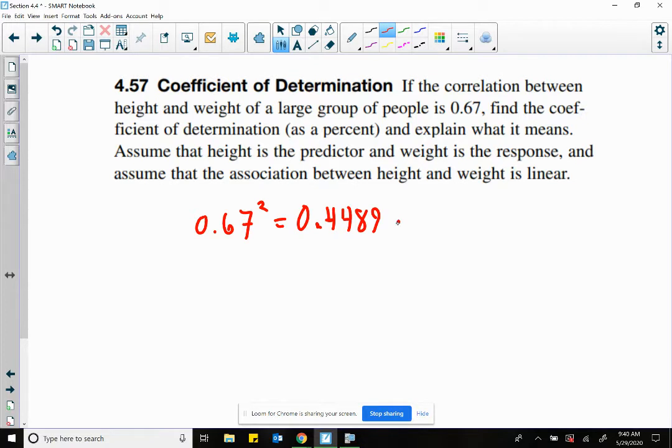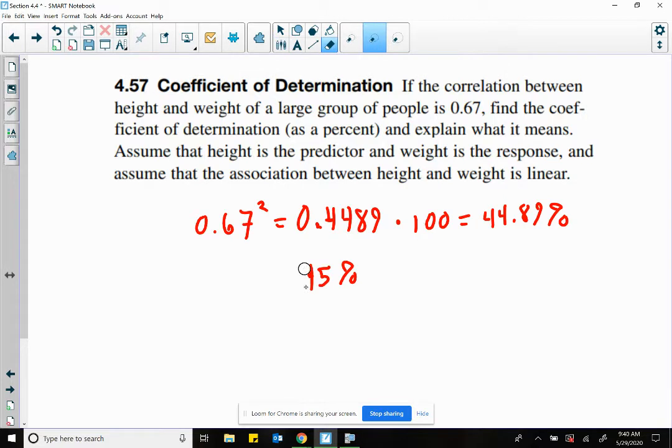If you multiply this by 100, you get 44.89%, which I'm going to say is 45%, rounded to the nearest percent. So there's our coefficient of determination. And then the rest of this question says, explain what it means. It says, assume that the height is the predictor and weight is the response, and assume the association between height and weight is linear.